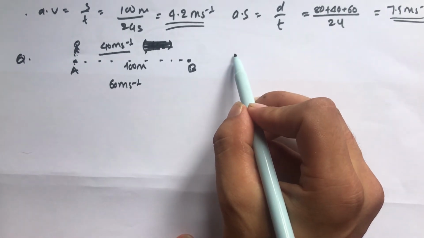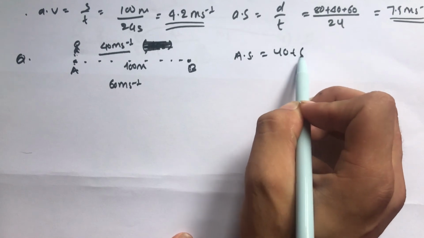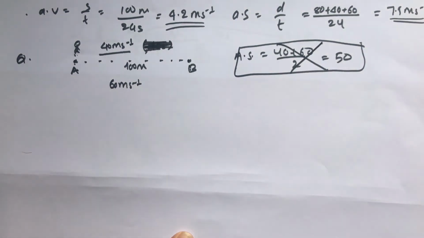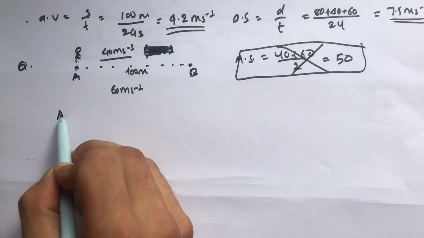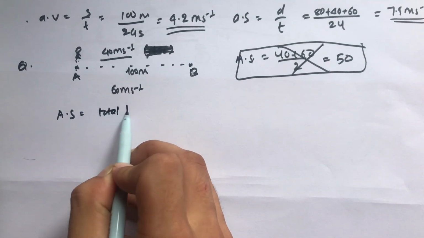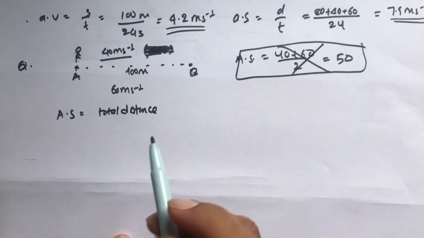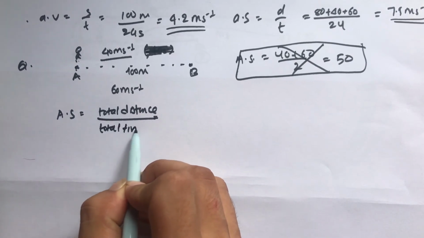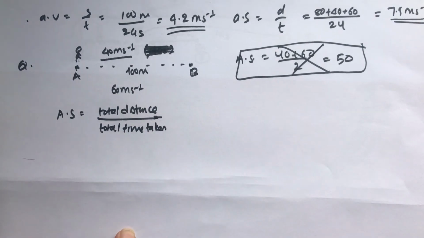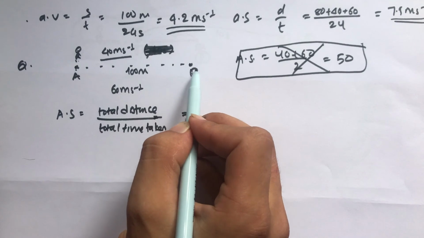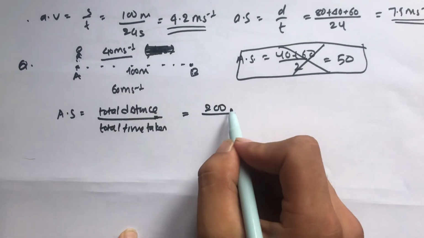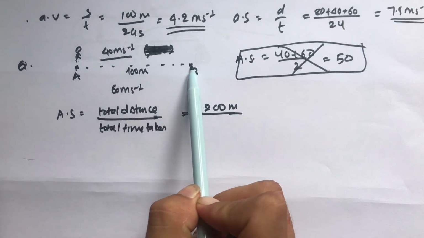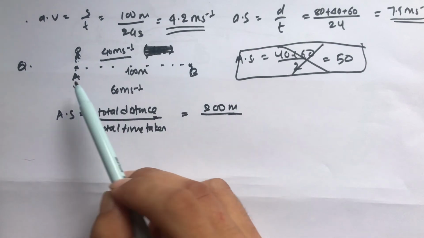Students tend to do: average speed equals 40 plus 60 by 2, and the answer is 50, which is absolutely incorrect, because we know that average speed is total distance covered by an object over total time taken by an object. Here the total distance would be 100 meters plus 100 meters, 200 meters. And I need to figure out the time that the boy took to reach point B and the time that he took to come back to point A.